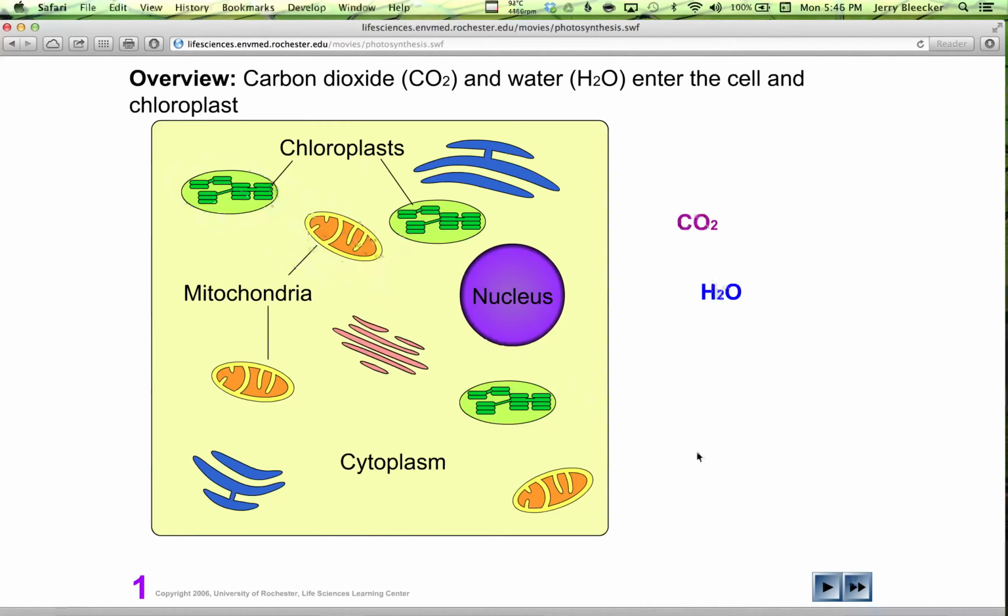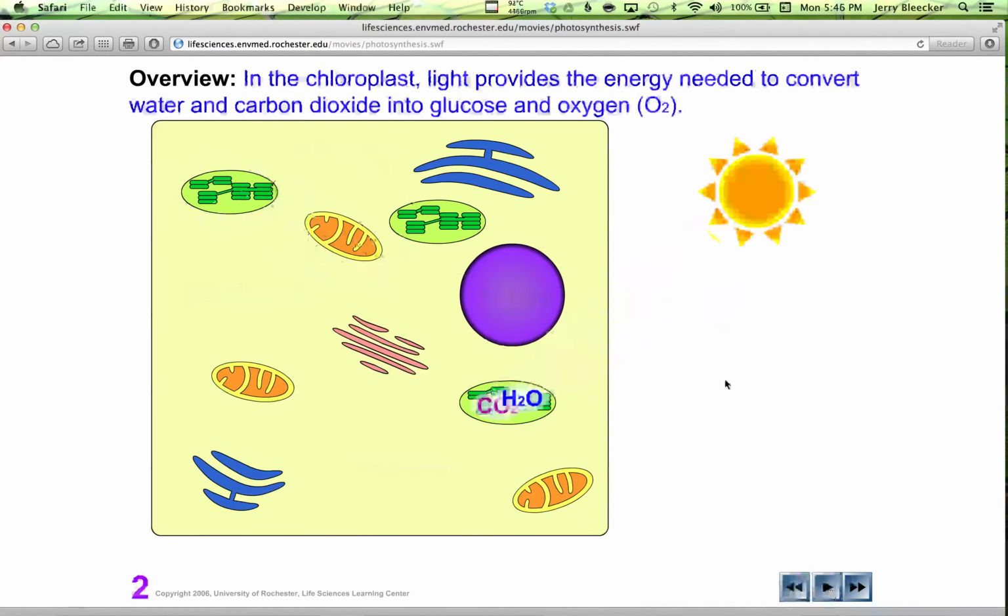Well, let's see here what happens. If we bring in carbon dioxide and water, and we add a little solar motivation, energy is the ability to do work, right? Well, what happens is we get the production of glucose, and when water is ripped apart, you get the release of excess oxygen.